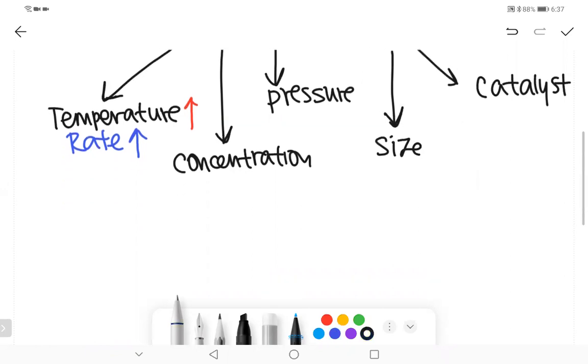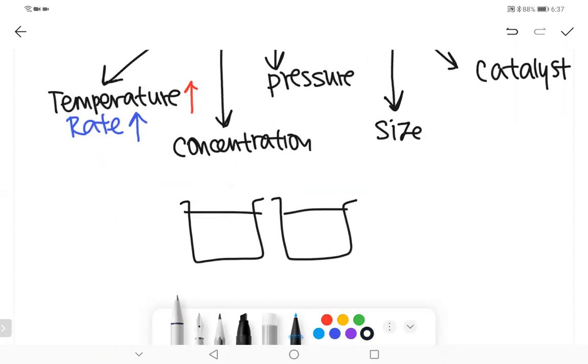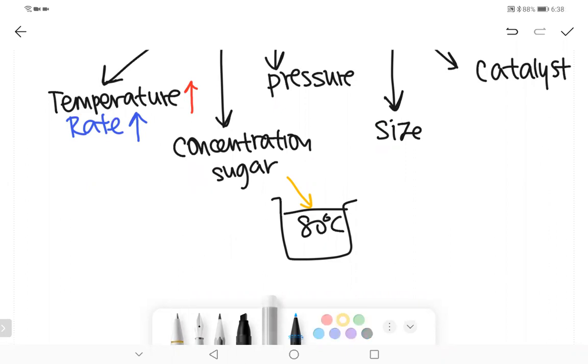For example, let's say we want to dissolve something. Here we have 2 cups of solution. The first cup of solution is 30 degrees Celsius. The second cup of solution is 80 degrees Celsius. You put 1 kilogram of sugar into both beakers. Common sense, 1 kilogram of sugar should dissolve faster at 80 degrees Celsius. So the concept is simple: when the temperature is higher, your chemical reaction will be faster. That is concept number 1.